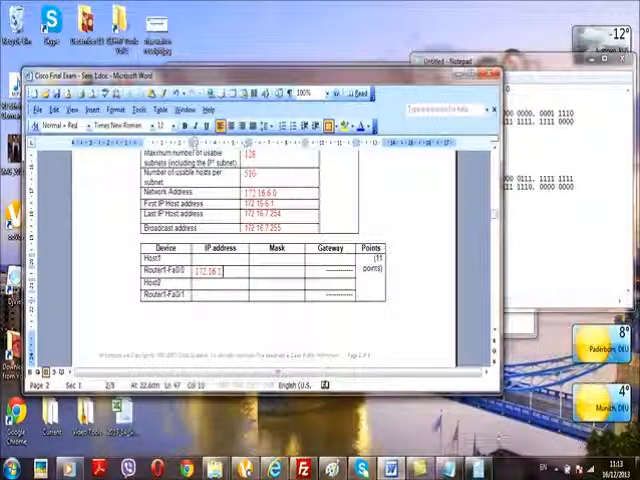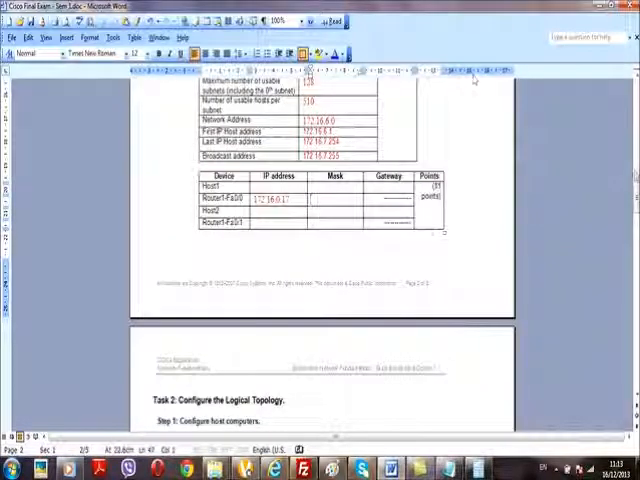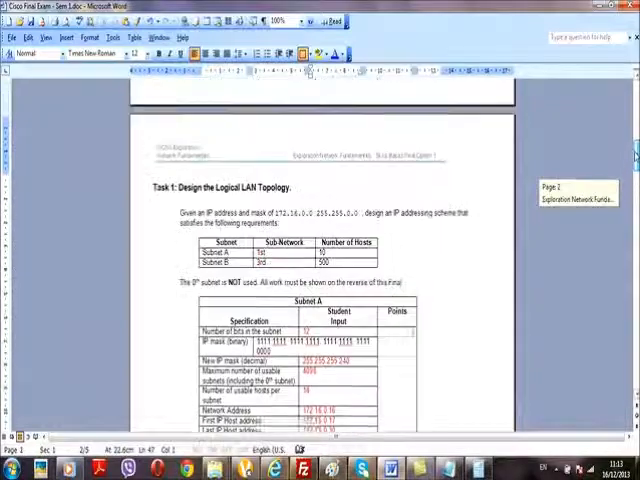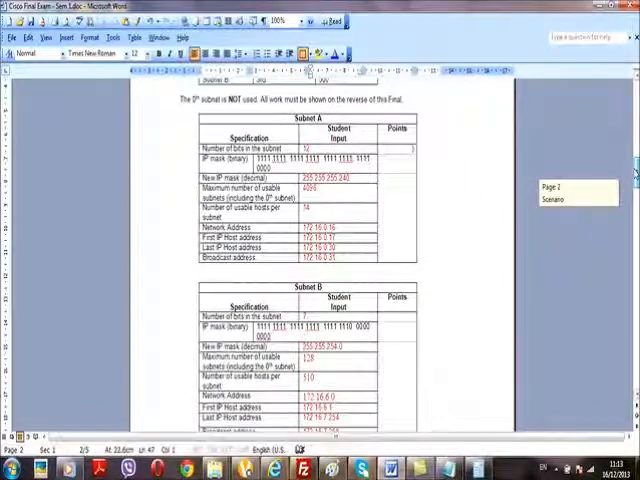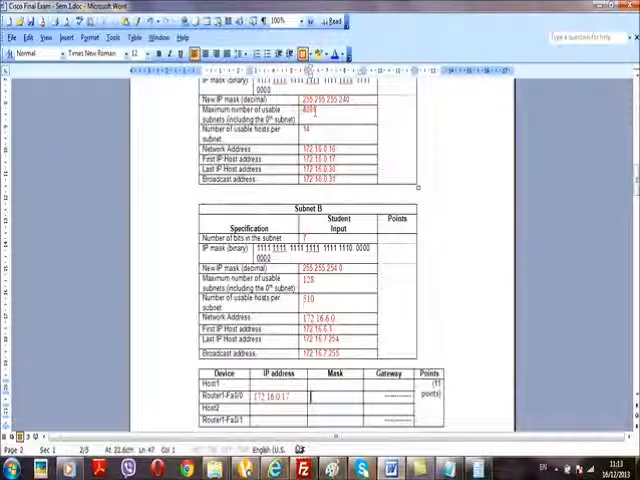172.16.1. Sorry, that was a 0. 0.17 for the router. And my subnet mask, and I just need to, let me just maximize it. We don't need nopod anymore. Have you got my subnet mask? The subnet mask is 255.255.240. You can see this up here. So we're looking at the first network here. So it's 255.255.255.240. The router doesn't need a gateway.